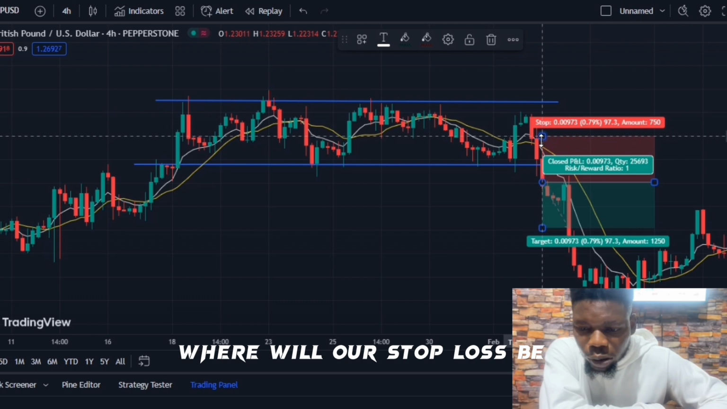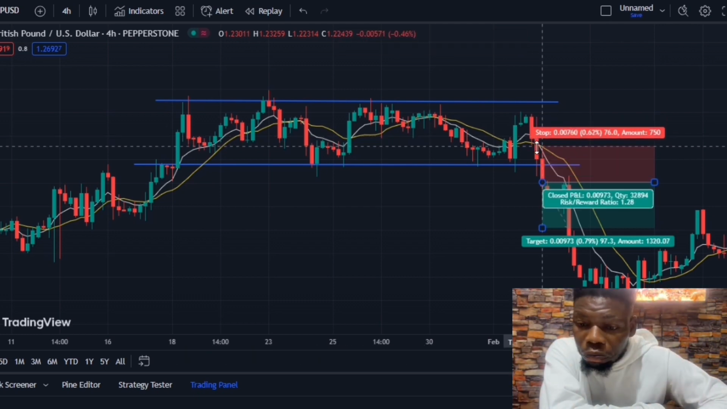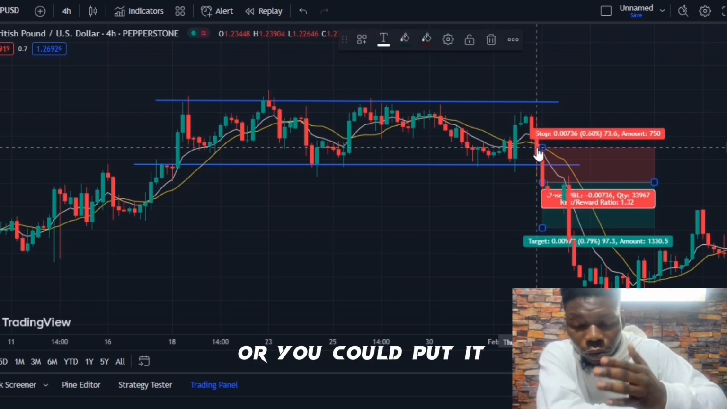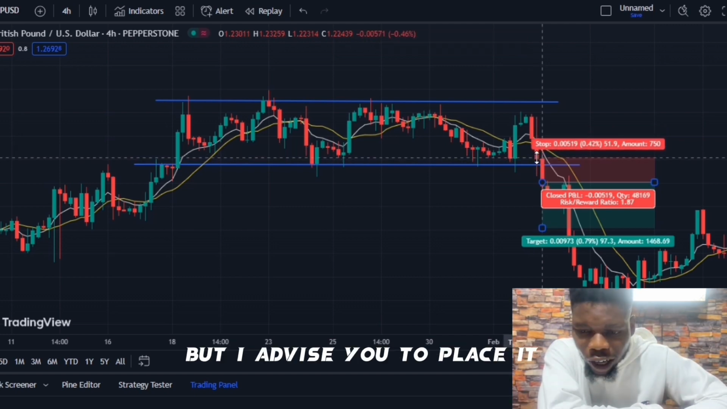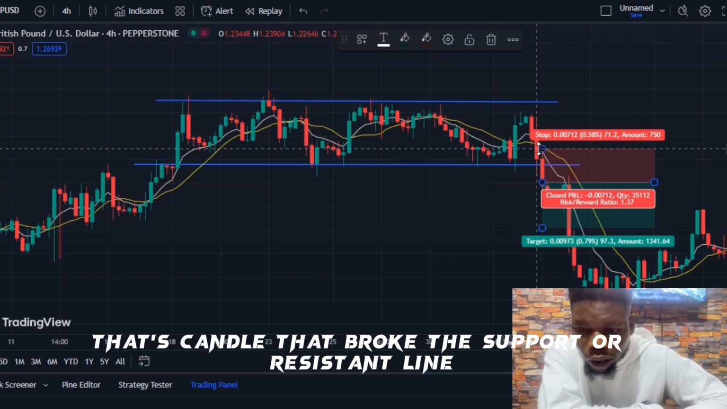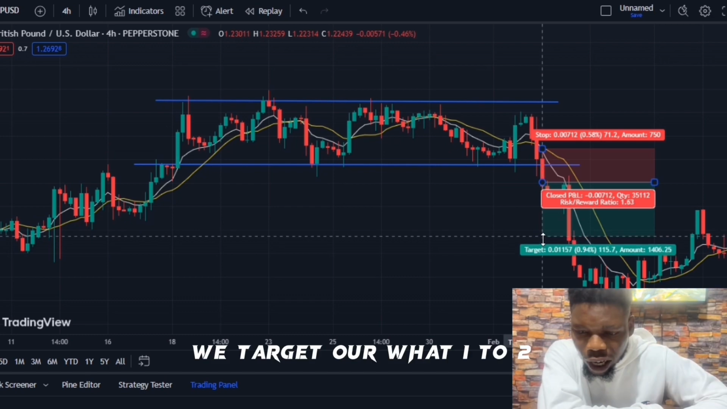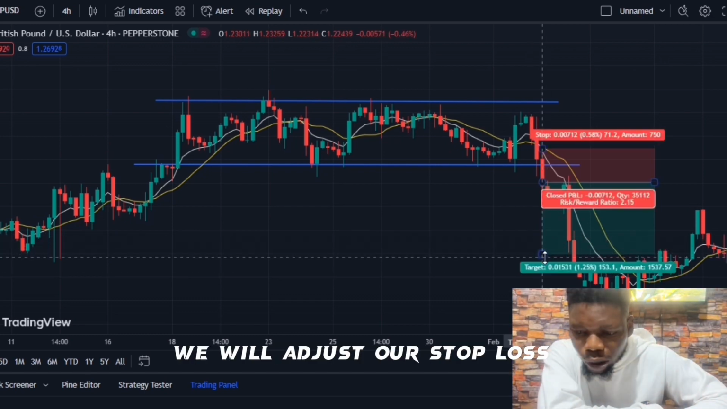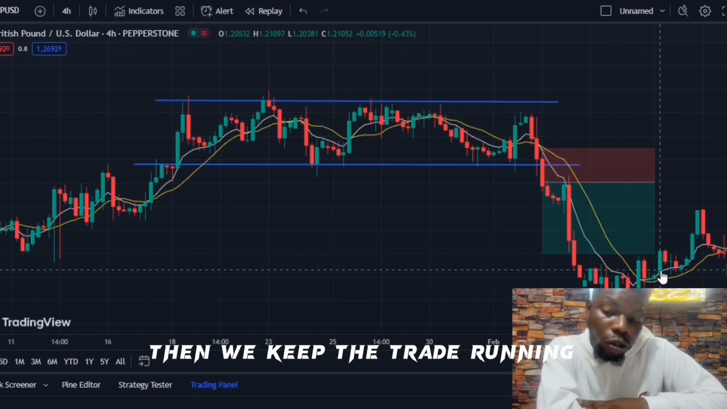Where will our stop loss be? To be safe, your stop loss could be above that candle, or you could put it below the resistance line, but I advise you to play it safe. Just put it above the candle that broke the support or resistance line. Target at what? 1 to 2. Then after that, adjust our stop loss, and we keep the trade running.